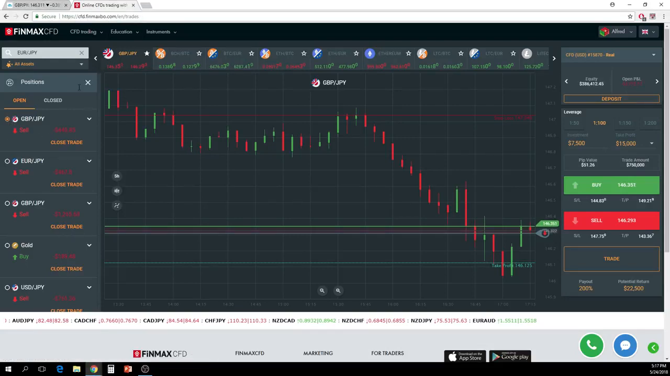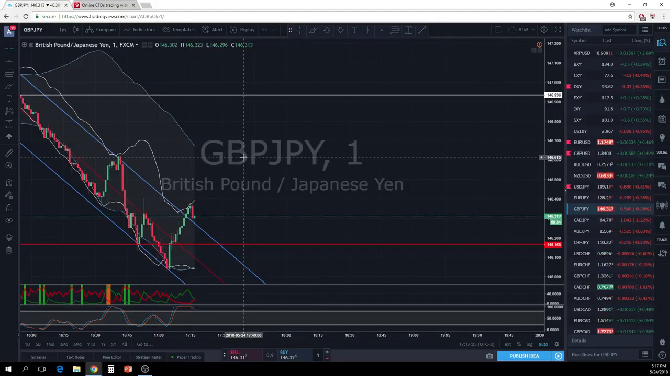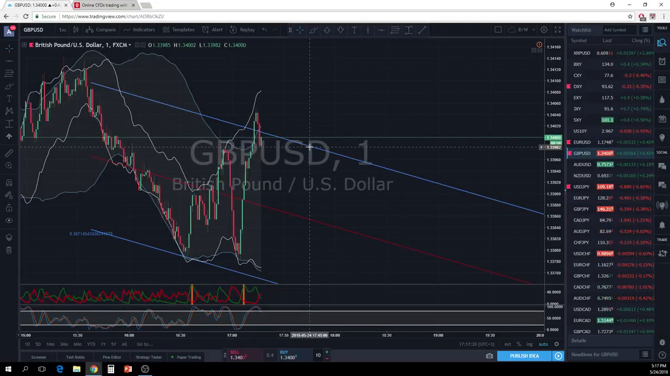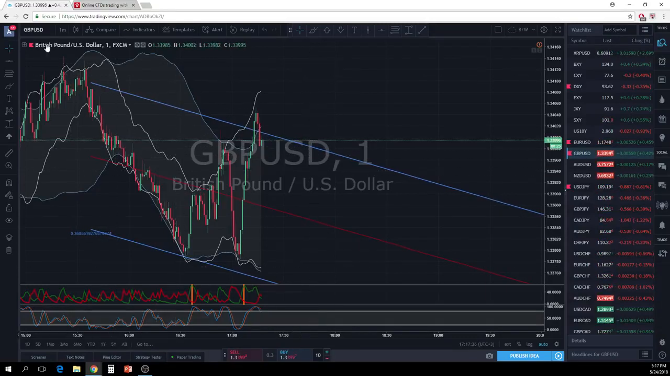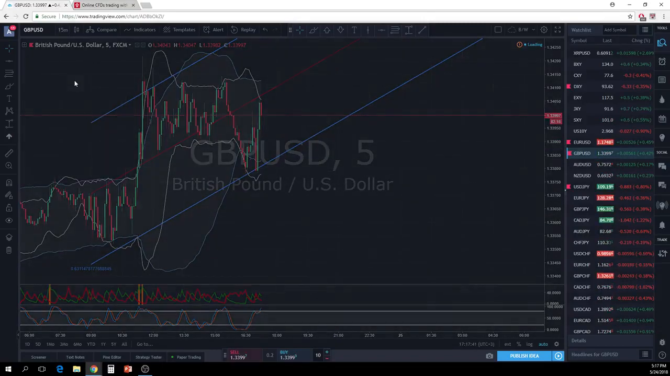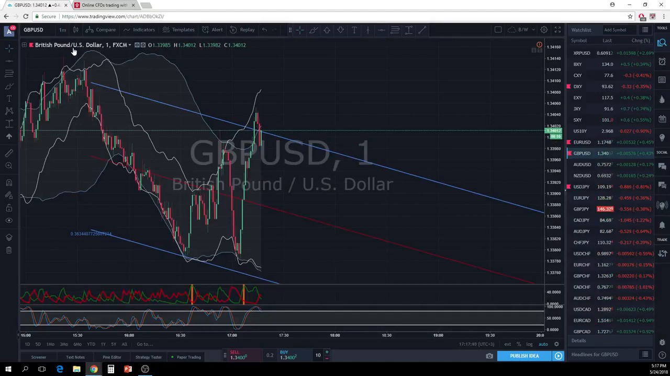Let's wait for it to start going into profits, and then we'll try to close it in the most favorable position possible. Let's take a look at the British pound, US dollar as well. Okay, maybe my mouse was stuck there for a second. Okay, looking at 50 minutes, it's a bit more difficult to see exactly how it's acting up.